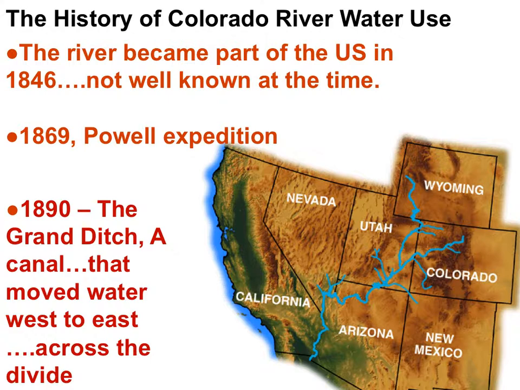The river became part of the U.S. in 1846, but it was not well known at the time. In 1869, John Wesley Powell led an expedition to chart the river's course. And in 1890, the Grand Ditch was built, moving water from west to east across the Continental Divide to growing cities such as Denver on the east side of the Rocky Mountain Range.